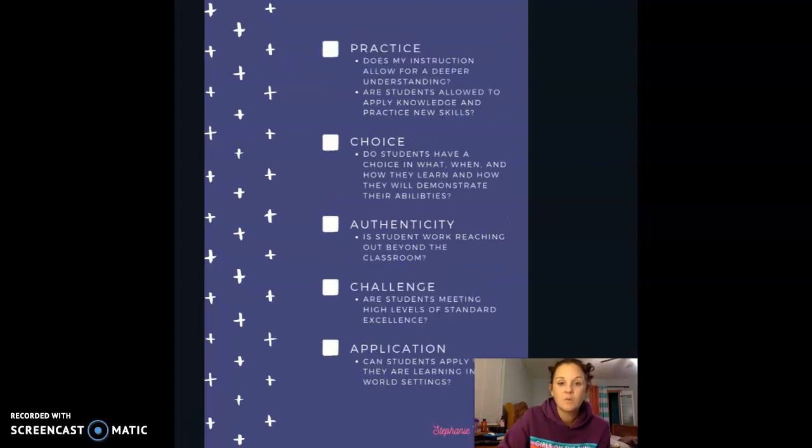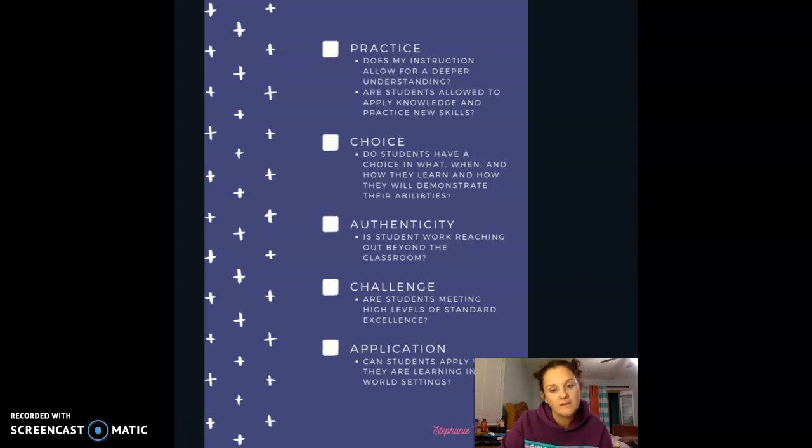Okay, so the next one is practice. Does my instruction allow for a deeper understanding? Are students allowed to apply knowledge and practice new skills? This kind of goes back also to time and timing. I feel like students need to really be able to learn a new skill and then practice that skill in multiple different settings and situations. So am I trying to just rush through a concept and move on to the next? Or am I spiraling back with all of these things so that they have time to practice this?